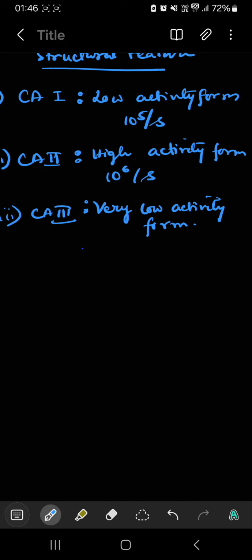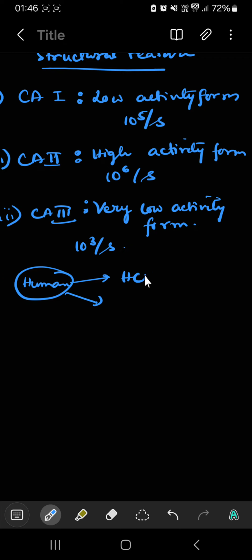Very low activity form, and its turnover number is 10 to the power 3 per second. And the carbonic anhydrase found in human, that is the human source, they are termed as HCA1 and HCA2. The 1 and 2 has the same meaning here also.